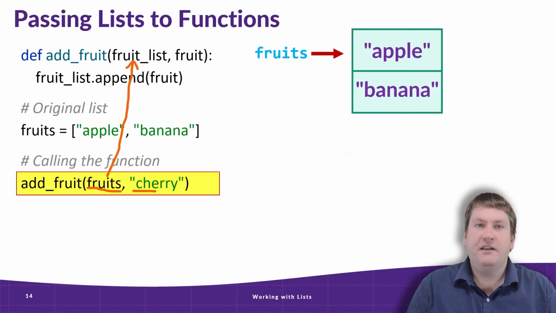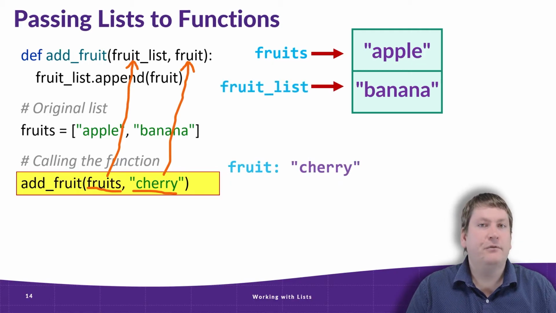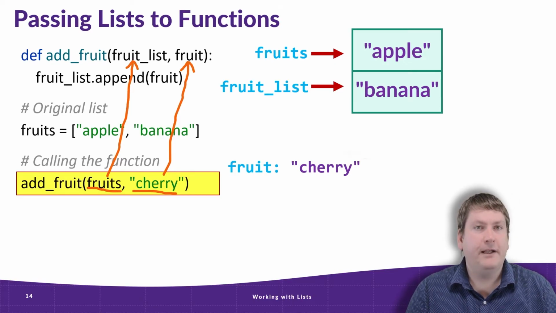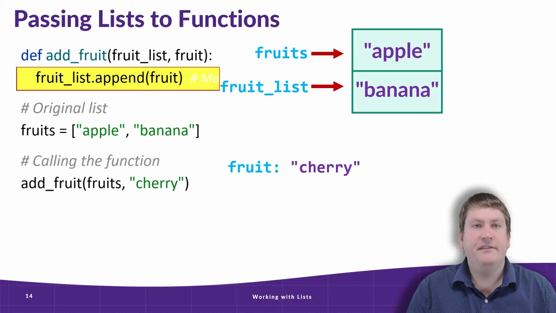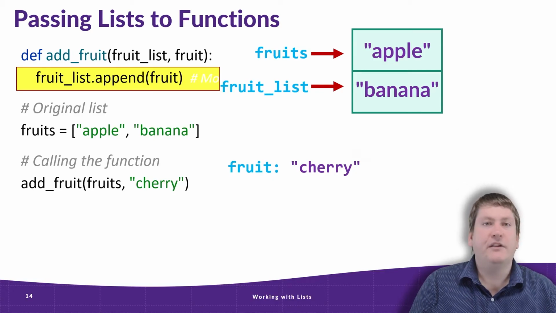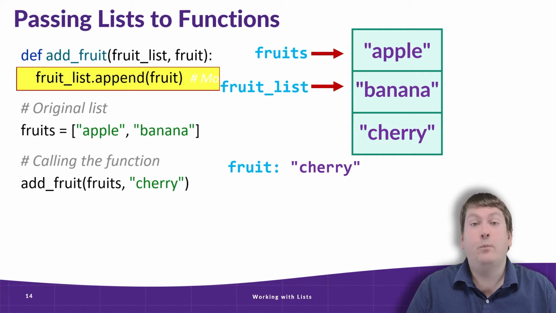So what this effectively does is create a new reference to our list called fruit list, as well as a parameter fruit that has a reference to the string cherry. It's important that this is a reference because when we try to modify this list and add cherry to the list, it is going to affect both the list outside and inside of the function, because fruits and fruit list point to the same list in the computer's memory. So cherry is added for both of them.